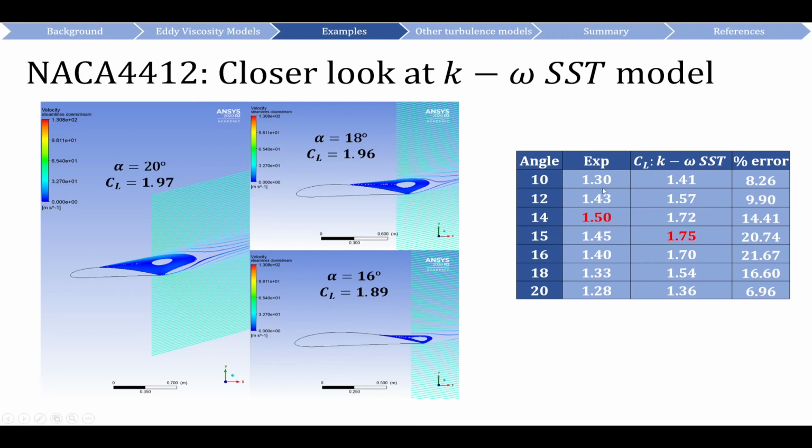So the experiment stalled at 14, and we would expect the flow to start recirculating at the top part of the airfoil and keep doing so as we increase the angle of attack here. And the K omega SST clearly shows this behavior, where at 15 degrees it had stalled, and then at 16, 18 and 20 we have increasing amounts of separation.